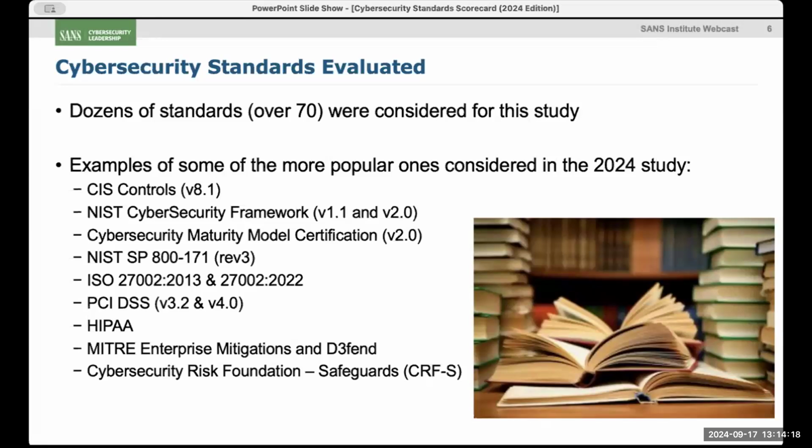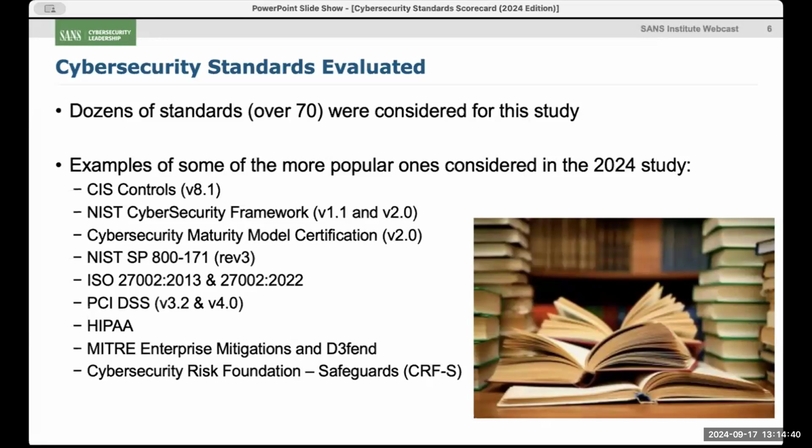I didn't want this to be literally 70 to 100 slides of just graphs and charts. Certainly I can provide access to some of that to you. But more importantly, I want you to see how some of these new standards relate. So, some of the new things that came out in 2024 that we wanted to keep top of mind: certainly the CIS Controls 8.1 that came out this year.